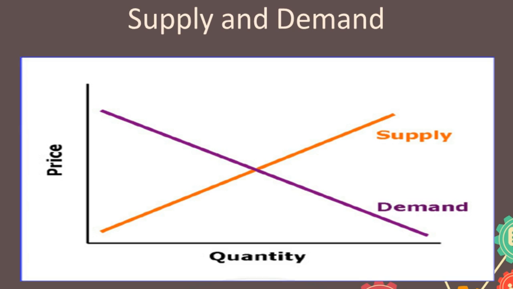You will notice at the bottom we have the quantity of a particular product and the price of a particular product. When the supply and demand curves intercept, we have something called the equilibrium. And the equilibrium is the most efficient price and product quantity.